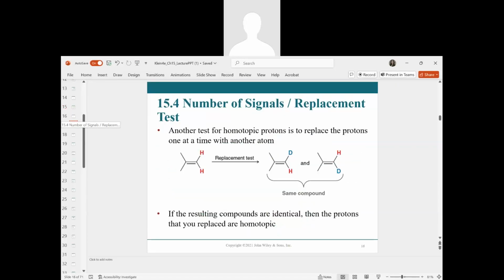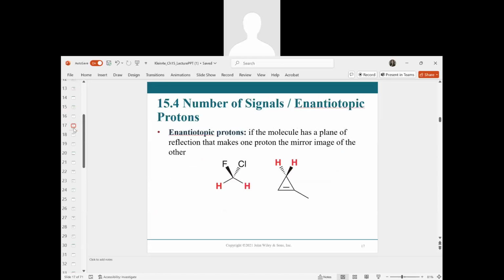Another test is to replace one proton at a time, and we could see that if we have an identical compound that's created, like we do over here, if we replace either of these protons with a deuterium, so we have D instead of H, we see that we have identical compounds. Therefore we confirm again these protons are homotopic and identical. Same environment, they would produce the same signal.